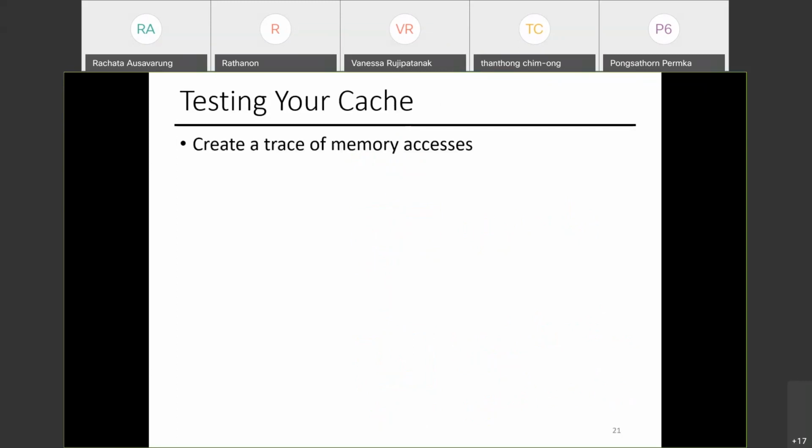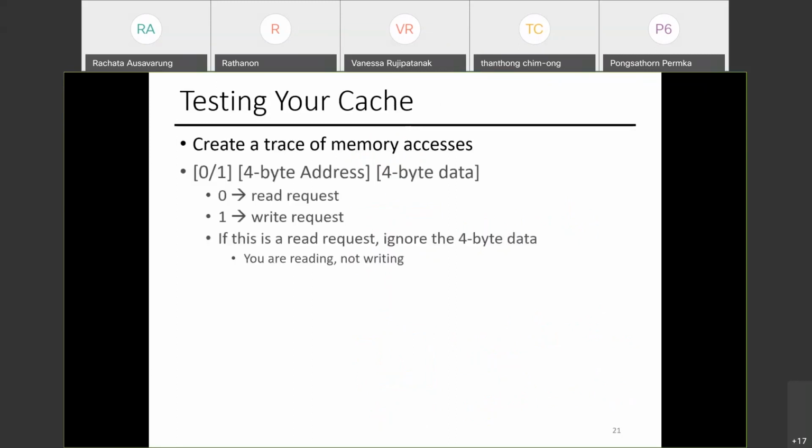Testing your program, basically you can create your own trace of memory access. It works like this. Each line consists of three things. The first item is number 1 or 0. If it's 0, this is a read request. If it's a 1, this is a write request. If this is a read request, look at the next item, that's the address. Because a read request doesn't involve the data, just ignore the last item.